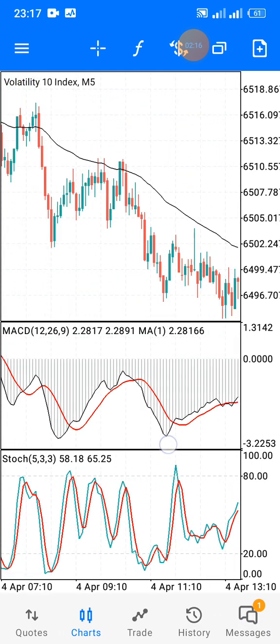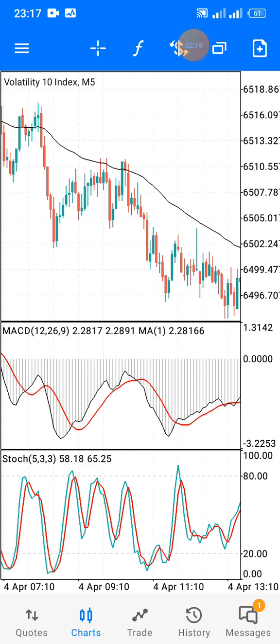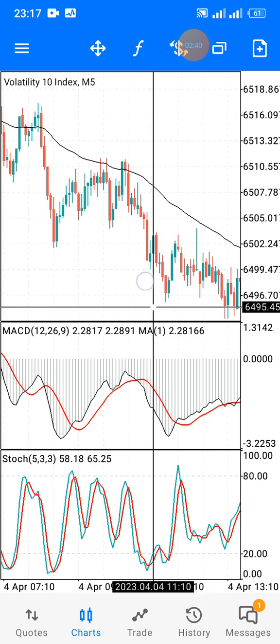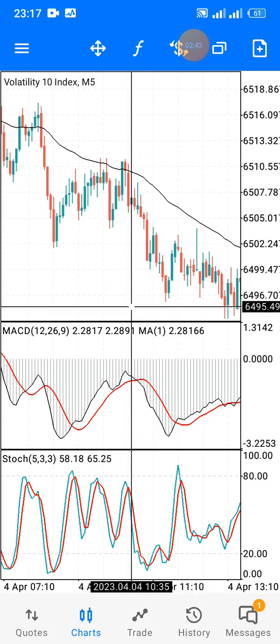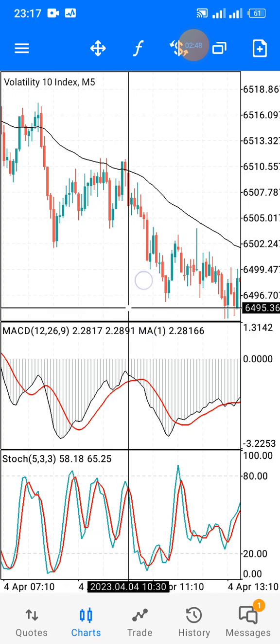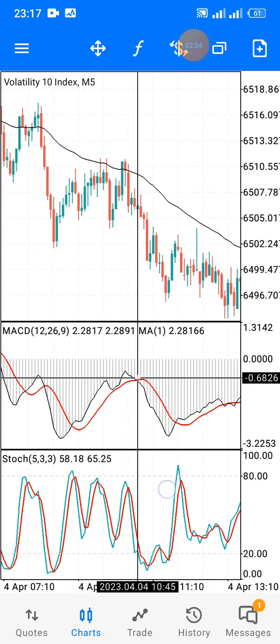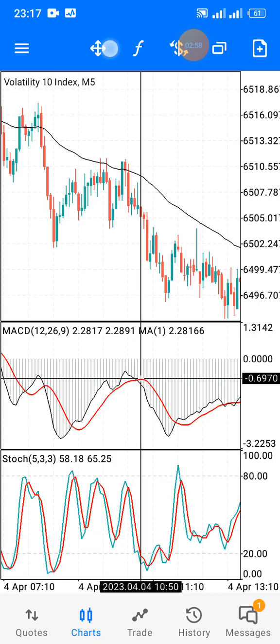After you check that, you are looking for entries using the stochastic over here. Why aren't we using the MACD? As you can see, the MACD is quite slow when compared with the stochastic. Let me check an example. Let's say the stochastic crossed somewhere over here, and the MACD wasn't even close to crossing. The MACD crossed somewhere over here. Hence, it's quite slower.